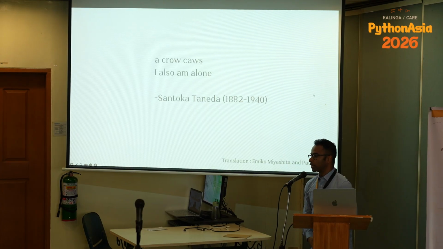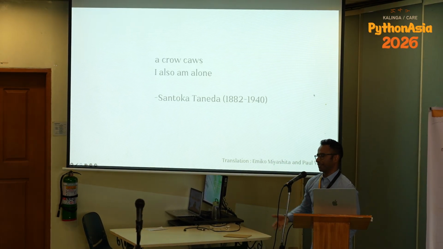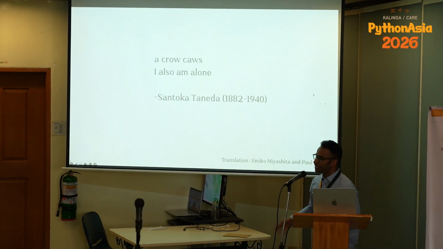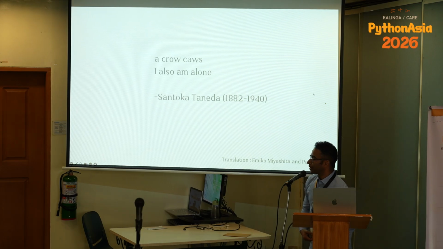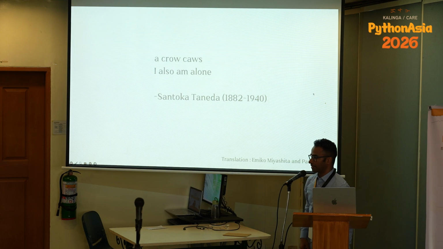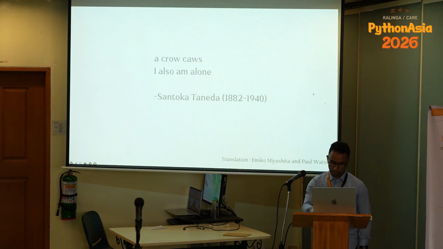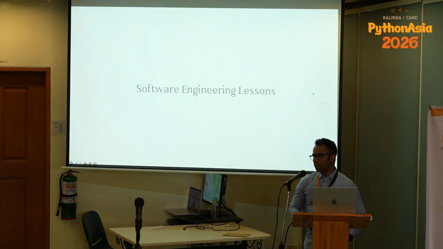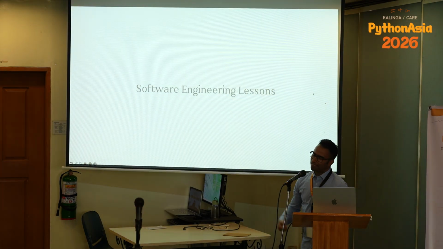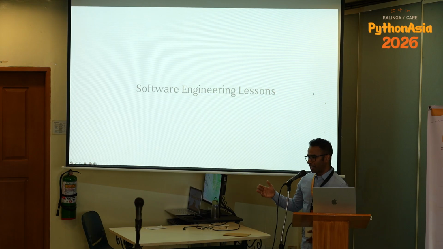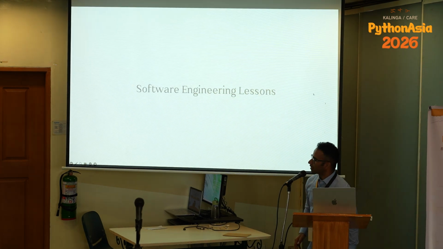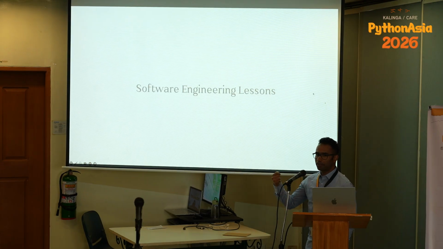We may want to be explicit and minimize implicitness. So in this specific poem, most of the readers who have read Santoka Taneda's life lean towards the second interpretation, that the poet is saying, I also am alone. So far, we explored a few aphorisms from the Zen of Python, and then we discussed how some of them align with haiku poetics and how one of them does not align with haiku poetics. And next, we'll be discussing different software engineering lessons that we could pick from haiku practice.